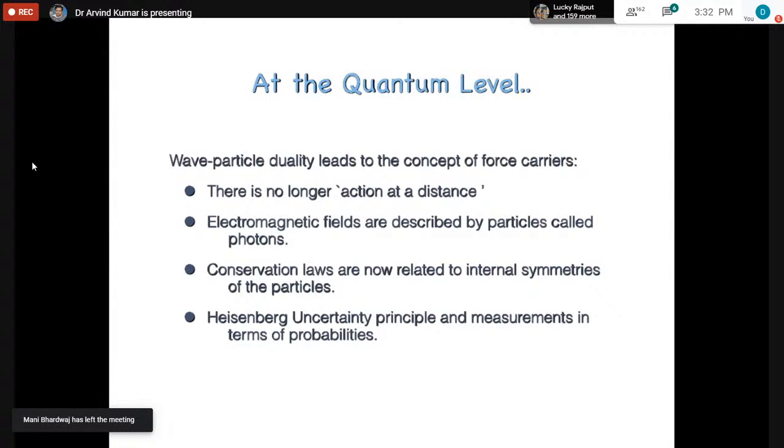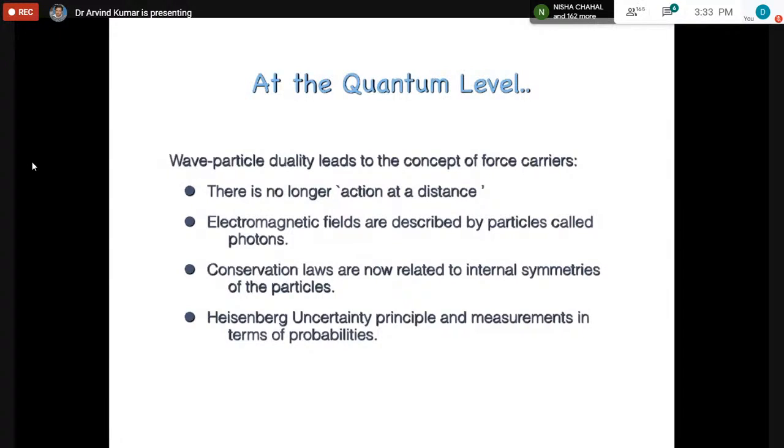These virtual particles are essentially your force carriers. So there is no longer action at a distance. You cannot have two magnets acting at a distance. Instead, some particle is emitted from one of these electrons or protons, and absorbed by the other one. In the electromagnetic case, these particles are called photons. For strong forces they are called gluons, and for weak forces they are called W and Z bosons.